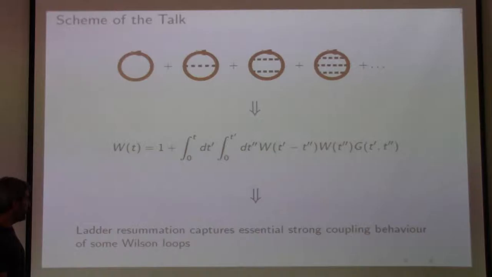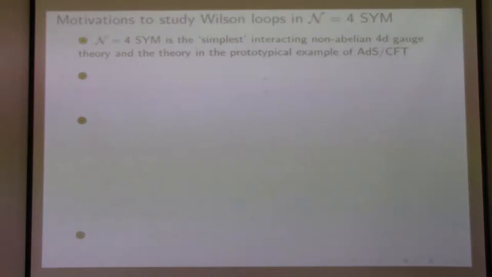So let me just motivate why to consider this. Certainly, we would like to understand non-abelian interacting four-dimensional gauge theories, and in this category N=4 super Yang-Mills is the simplest example. Not only that, it's the prototypical example of a CFT.